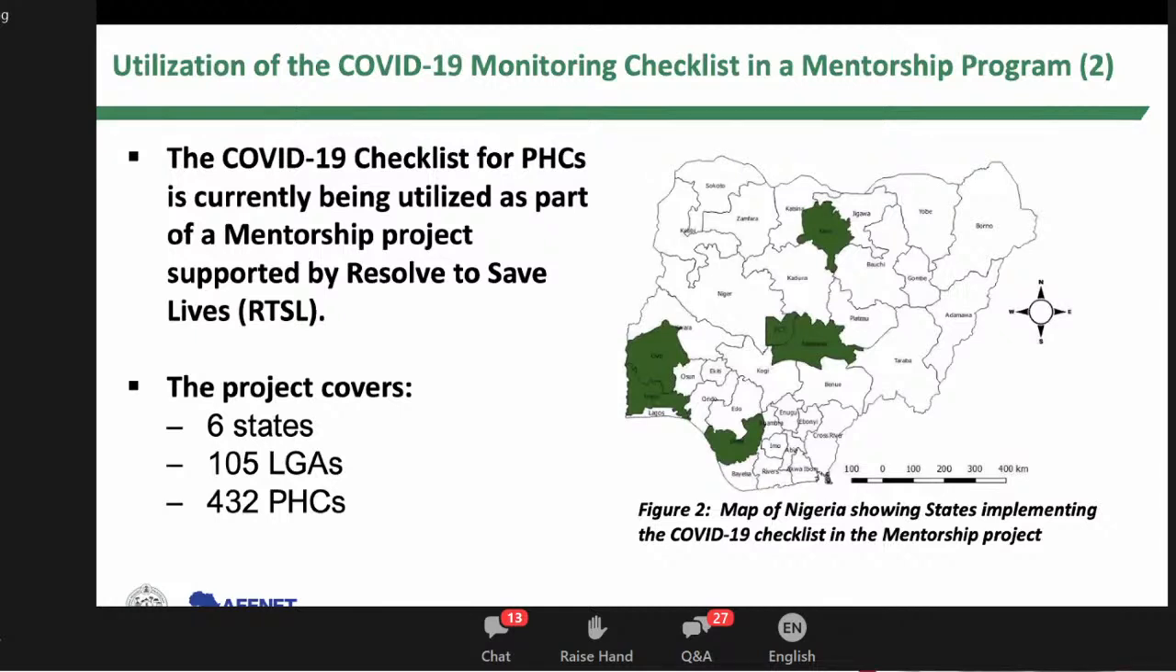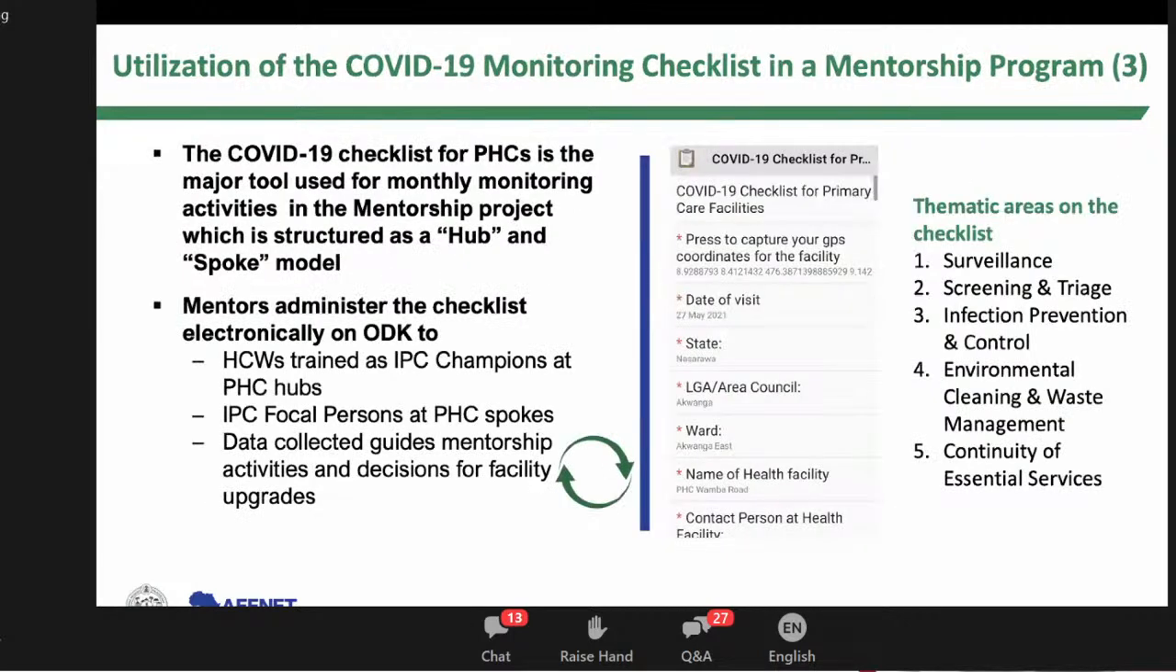Regarding utilization of the COVID-19 monitoring checklist and mentorship, the checklist for PHC is currently being utilized as part of mentorship projects supported by RTSL in Kano, Nasarawa, FCT, Delta, Oyo, and Ogun states. The project covers 6 states, 105 LGAs, and 432 primary healthcare centers. The checklist for PHC is the major tool used for monthly monitoring activities in the mentorship project, which is structured as a hub and spoke model.